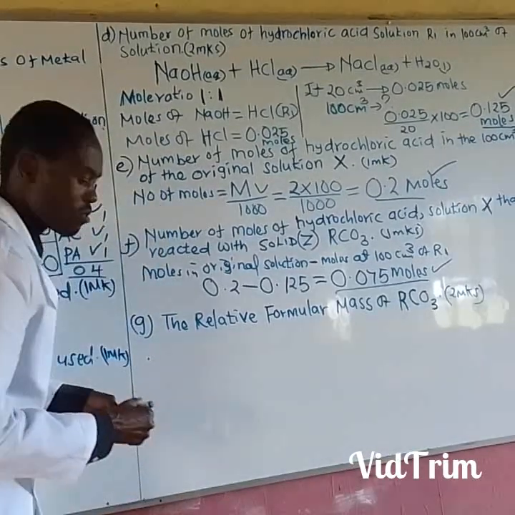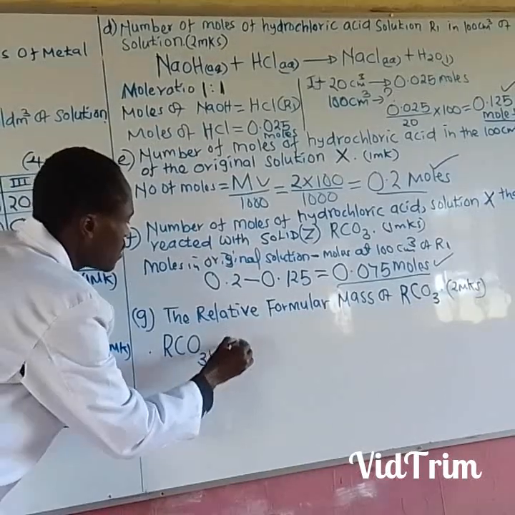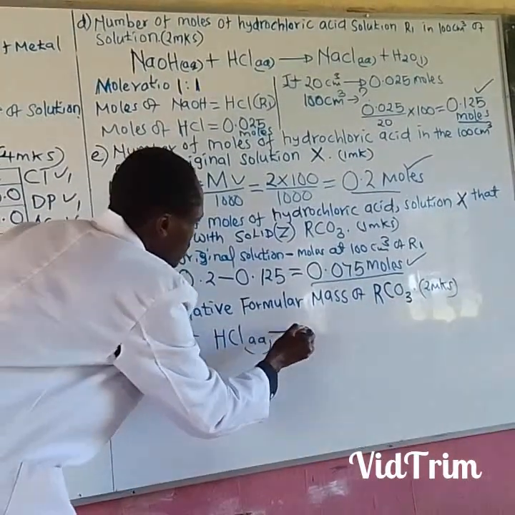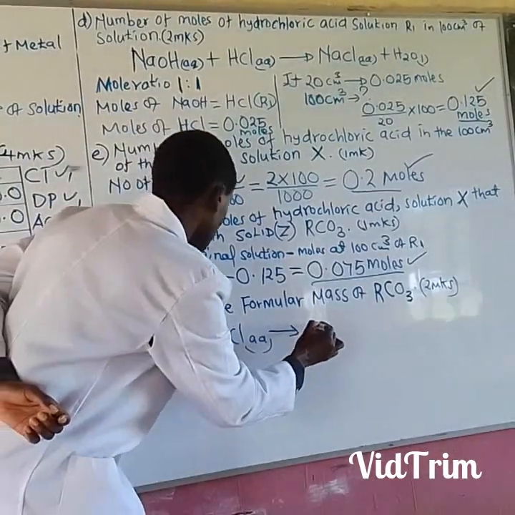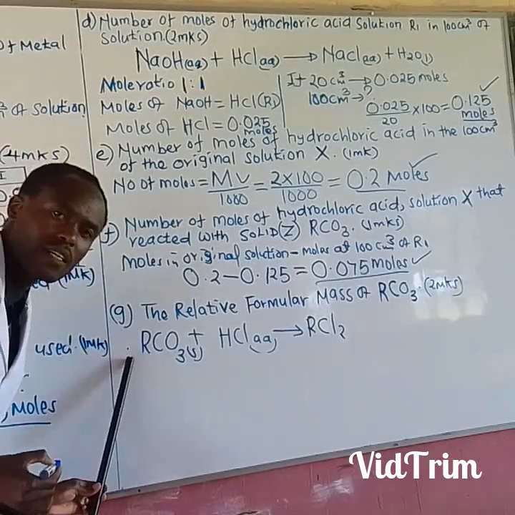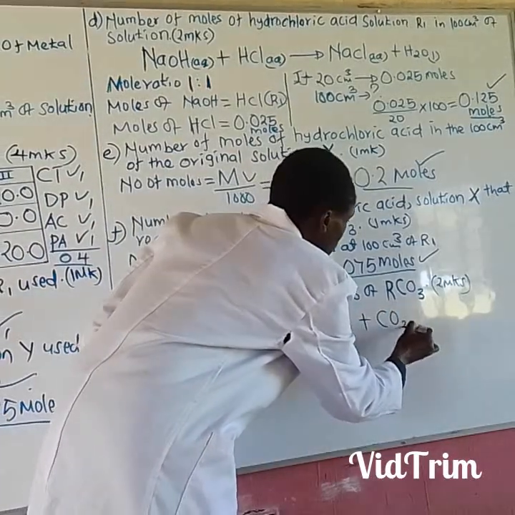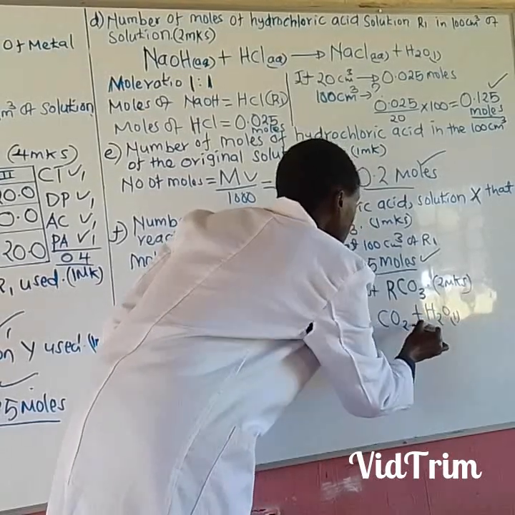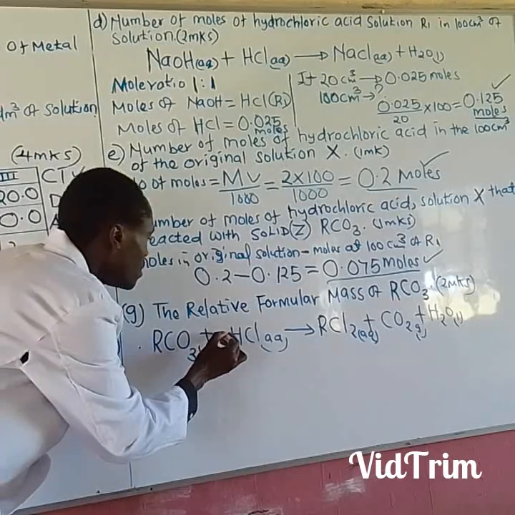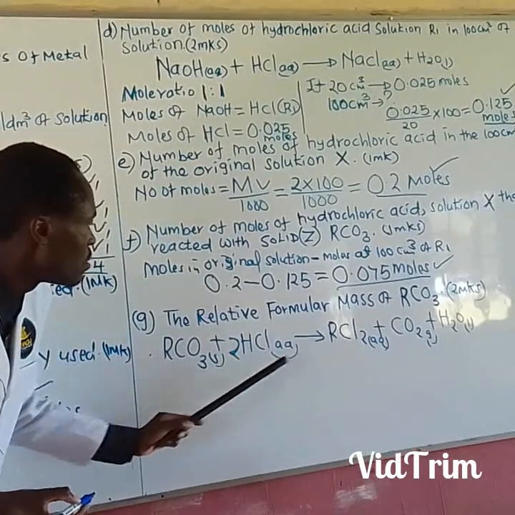Let us go. So this one becomes R carbonate solid reacting with the HCl acid. As usual, we form a salt which is R chloride. Remember, this means R has a valence or combining power of 2 in this formula, its chemical formula. Then plus carbon 4 oxide plus water. So when we balance this equation, you find that the moles of the acid are 2. You can confirm the moles of the acid are 2.